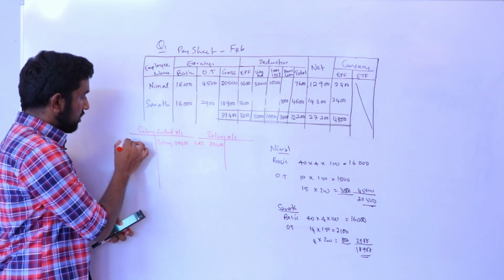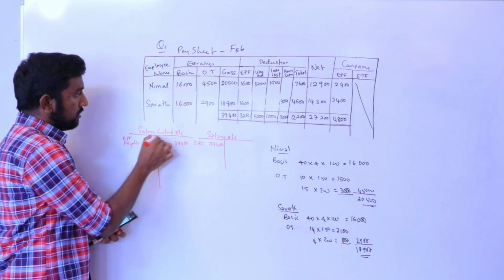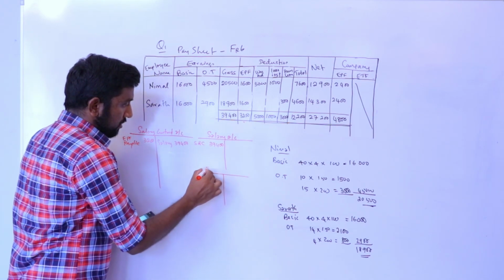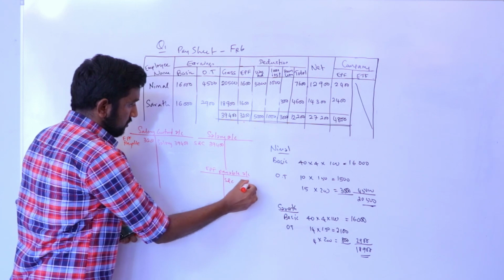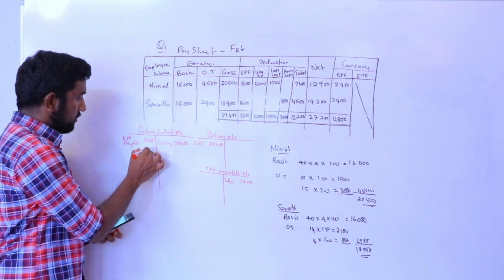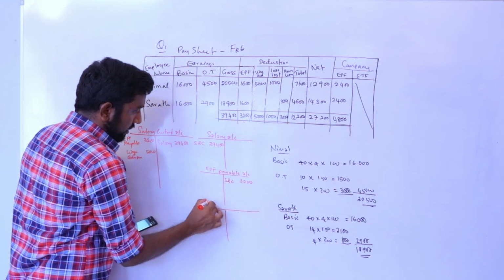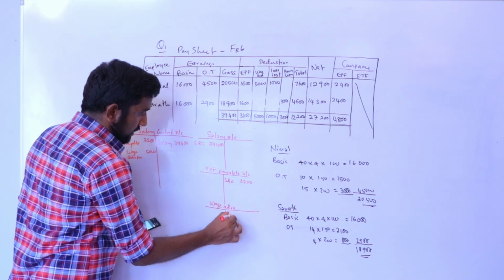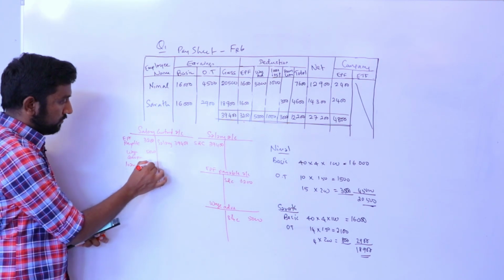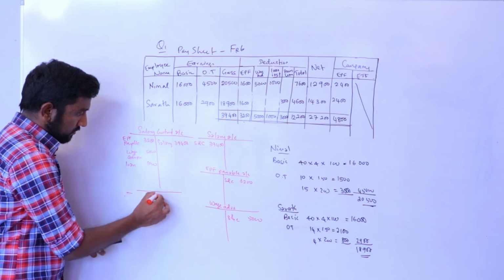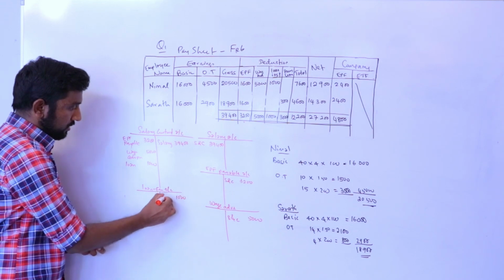Double entry is what? Salary control account debit, EPF payable credit, 3,200. So this one, and EPF payable credit, I would write salary control 3,200. Then wages advance 5,000. So I'll prepare a T account for wages advance, so again salary control 5,000. Then we have loan installment, so loan installment 1,000. So prepare a T account for loan installment or loan employee account. So credit salary control.